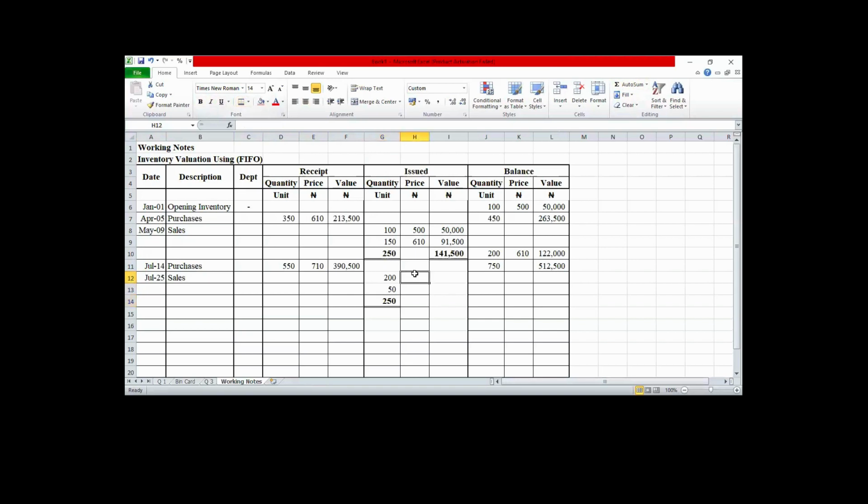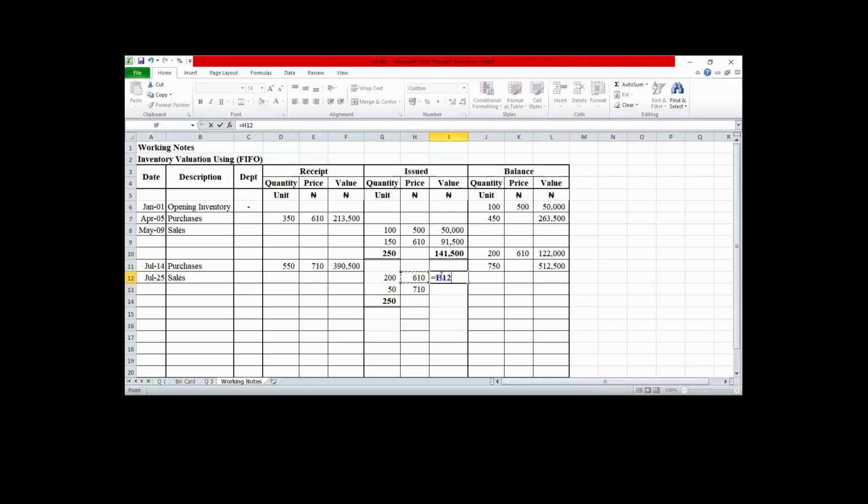The one of 200, that 200 unit is at what price? 610. The one of that 15 naira is going to be at what price? At 710. Thank you very much. I love you guys.